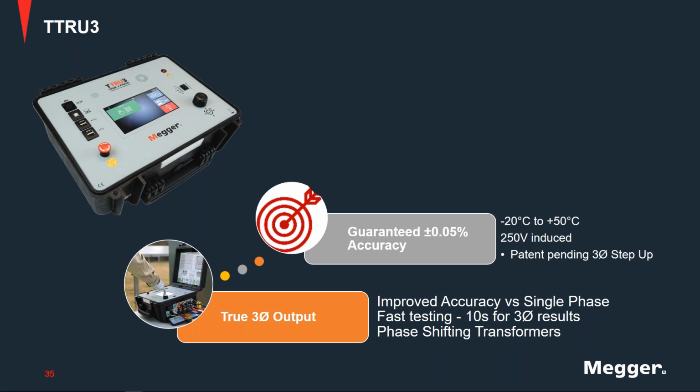The Ttru3 guarantees accuracy of plus or minus 0.05%. We do this across the full operating range of the instrument from minus 20 to positive 50 C. We do this by inducing up to 250 volts using a patent-pending three-phase step-up method. So we use less excitation voltage to excite the secondary winding and induce up to 250 volts on that primary to get you that test voltage that you need for accurate measurements.